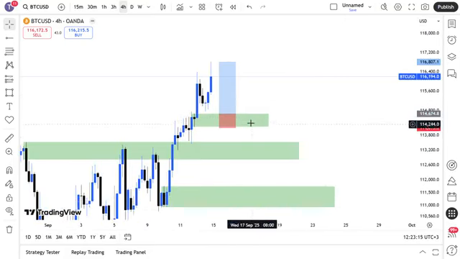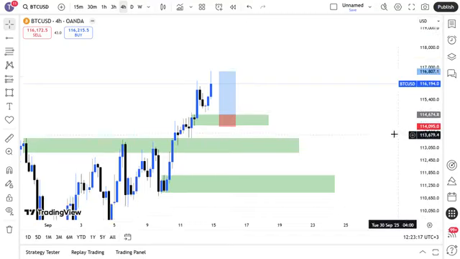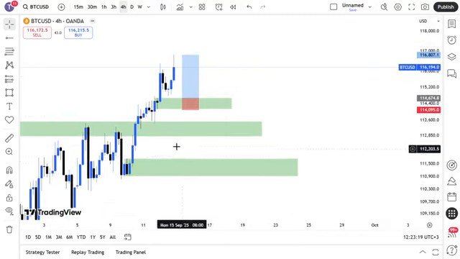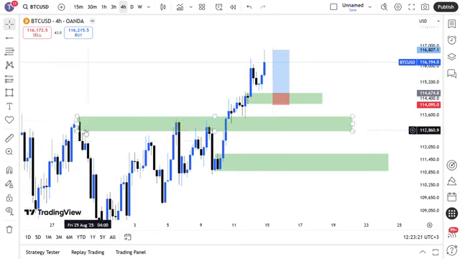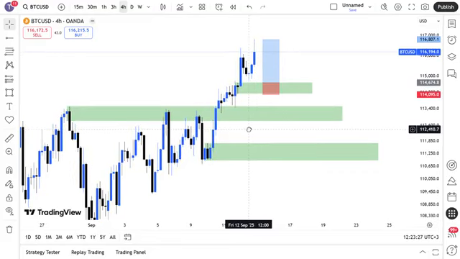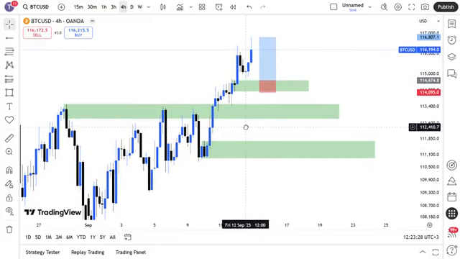But if this doesn't work out, I'll be waiting for buys from this area. And once a change of character has happened, the internal structures become liquidity. So we will just wait and see what the market will be doing.